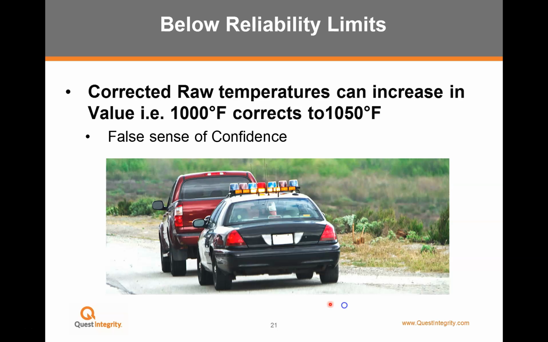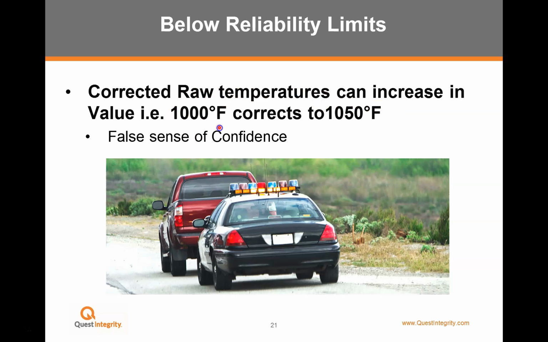Sometimes you actually correct the temperature by increasing the temperature. So there's times when we don't correct the temperatures, it's reading lower than what we get after we correct the temperatures. In this case, we were reading 1,000 degrees and the corrected temperature ended up being 50 degrees higher than what we were seeing initially in the field.